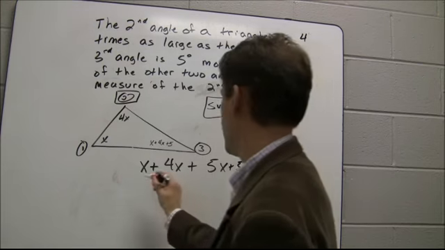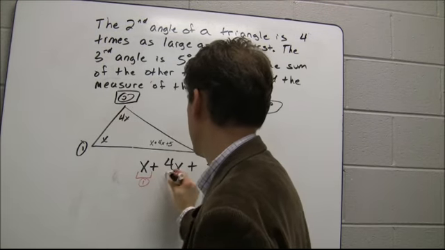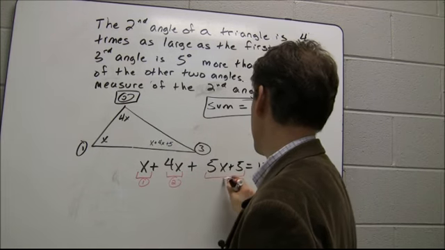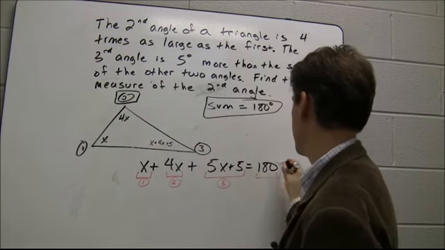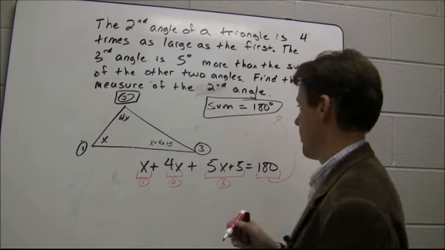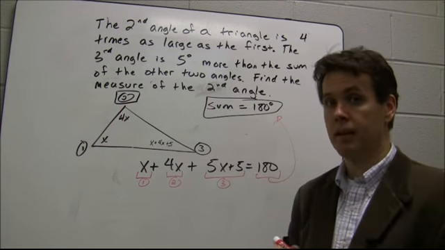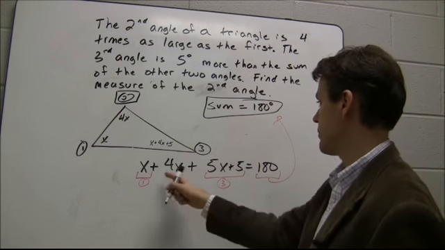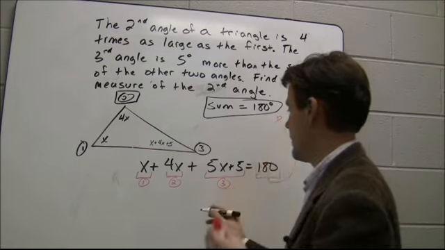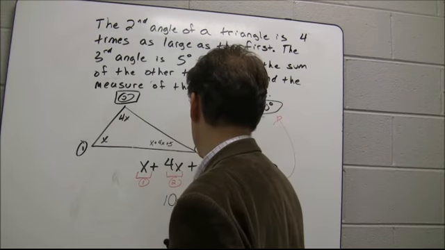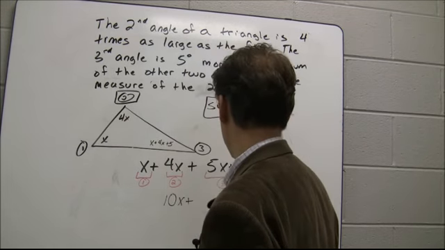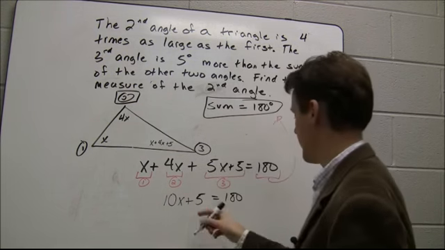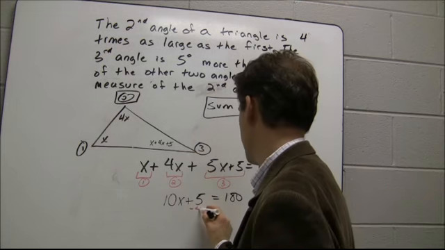So again, this was angle 1, 4x is angle 2, and 5x plus 5 was angle 3. And this is my total. It'll always be the total for the sum of the angles. Now combine like terms and solve. So x plus 4x is 5x, plus 5x is 10x. I'll show this step here. Plus 5 equals 180. Now subtract 5 from both sides.